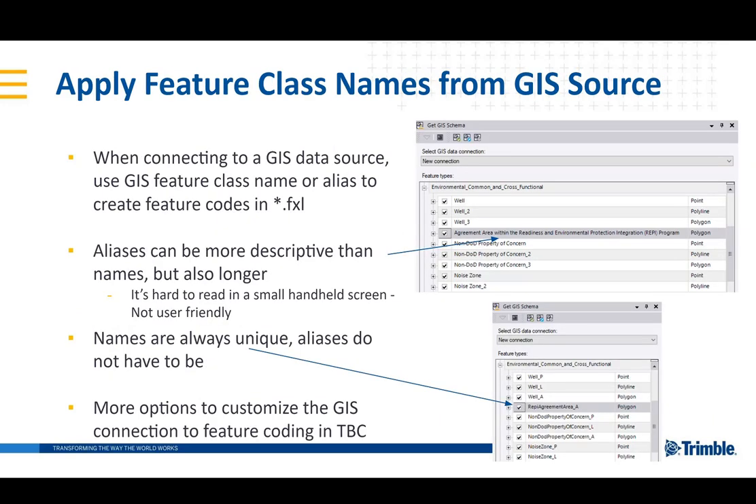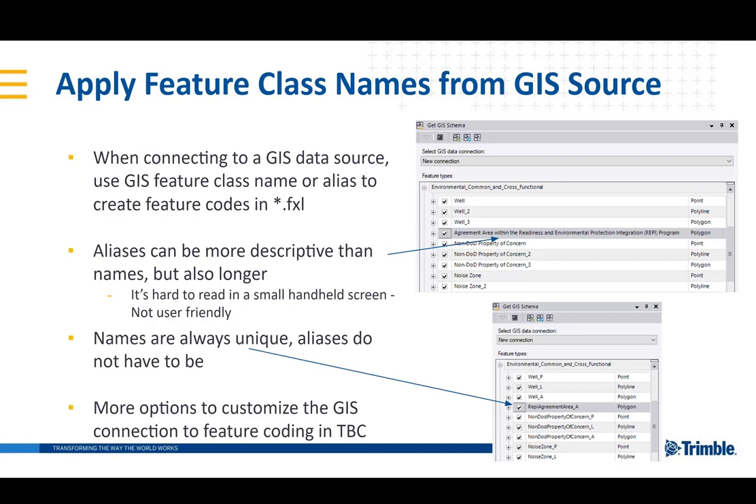All right, we've got a nice GIS enhancement here. When connecting to a GIS data source, you can use the GIS feature class name or the alias to create a feature code in your feature code library, your FXL. Why this matters is that, well, if you want to use aliases, aliases can be more descriptive than names, but also longer. As you see there from that top screenshot, it can be really hard to read on a small handheld screen. It's hard to read here in a blown up screenshot.